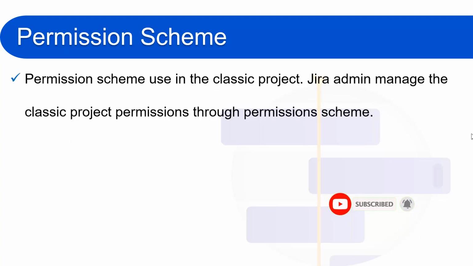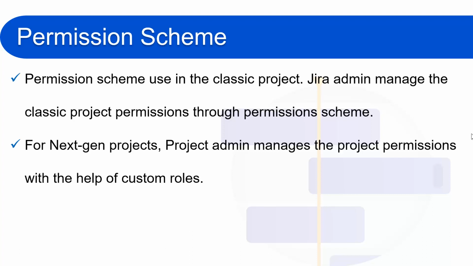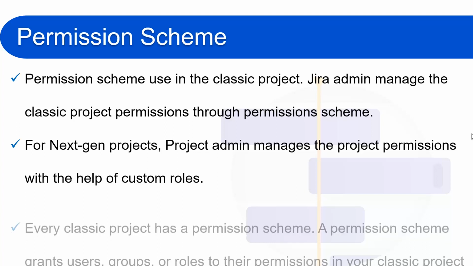So permission scheme is used in the classic project, and Jira admin manages the classic project permissions through the permission scheme. We have two types of project in Jira, classic and the next gen. Permission scheme is used only in the classic project, not in the next gen. In the next gen project we use the custom roles. So for next gen projects, the project admin manages the project permissions with the help of the custom roles.